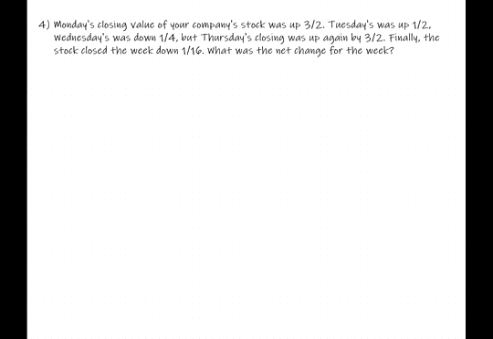All right, so now let's unpack this problem a little bit. Reading it again, we know the stock was up on Monday, up on Tuesday, down on Wednesday, up on Thursday, and it doesn't say the word Friday, but closing the week, the implication is that on Friday it was down 1/16. Now, what was the net change for the week? This word net means total. Overall total. So after those 5 changes happen, what was the overall total change once you take into account all 5 individual days?